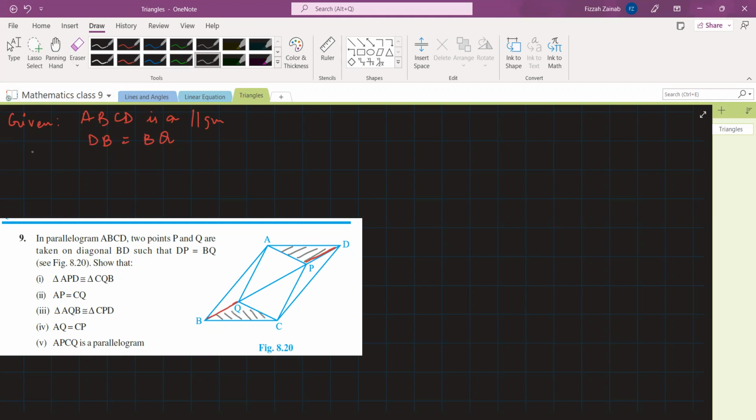Okay, let's do one by one. So to prove, you can write. I'm just doing the proof of one part. So there are two things you have to see when you try to show congruency. You look at all the sides, then you look at all the angles. Is there any relationship between the sides here? Who will tell me? Only one side is given that we can use. DP is equal to BQ, correct?